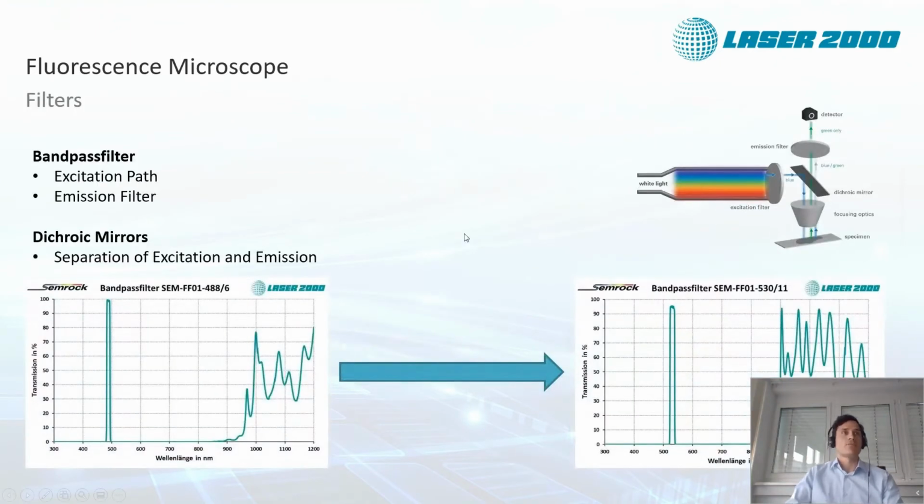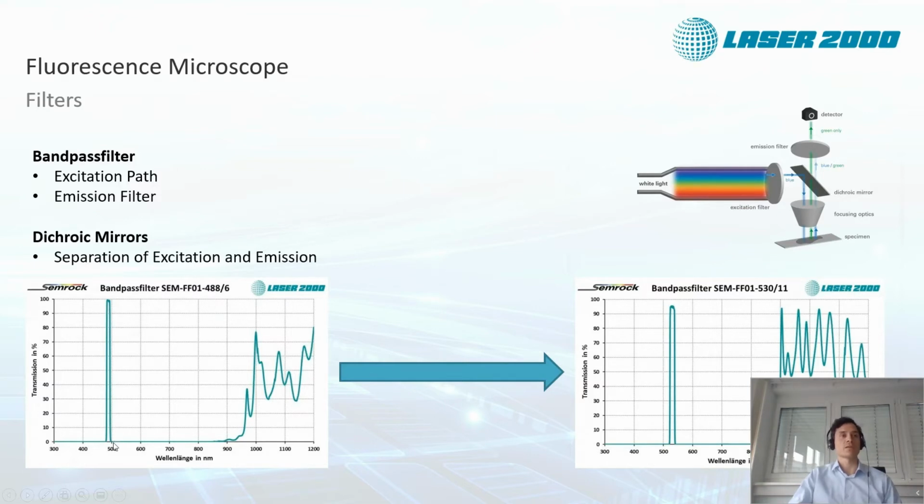For the filters, it's important to exclude all background light. You have a filter in the excitation path here on the left, where you need a small bandwidth because you just want the small bandwidth to excite your sample. And what I show here is, for example, a SAMROC filter. It has this steep edge, which is really unique from SAMROC.